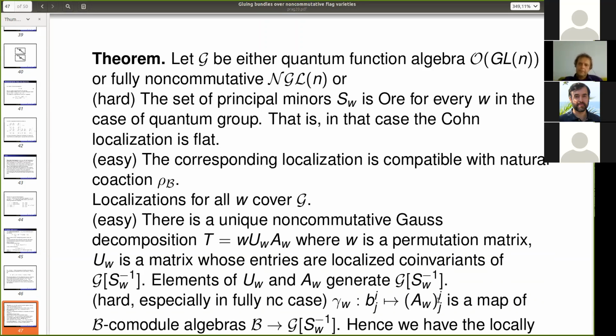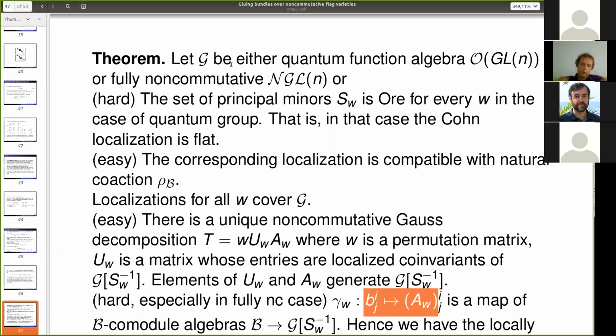So Gauss decomposition is in the localization in which you have sufficiently many inverses that you can do the Cohn localization. And that is a universal such one. And see, this formula here is a map of B-comodule algebras. It's 60 pages of calculations for, say, SL_q(n). 60 pages of calculation, very difficult. But for non-commutative, for the free case, it's almost trivial.